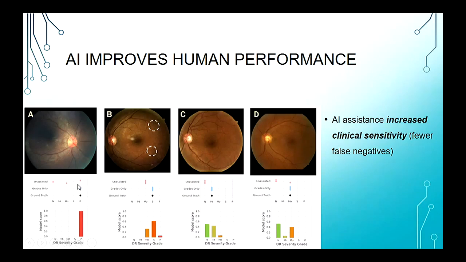So the human graders were all over the place when they were unassisted, whereas the assisted humans were always on the same point. So AI not only enhances the accuracy, it also increases the repeatability of the human performance. So the humans that are assisted by AI become more reliable.